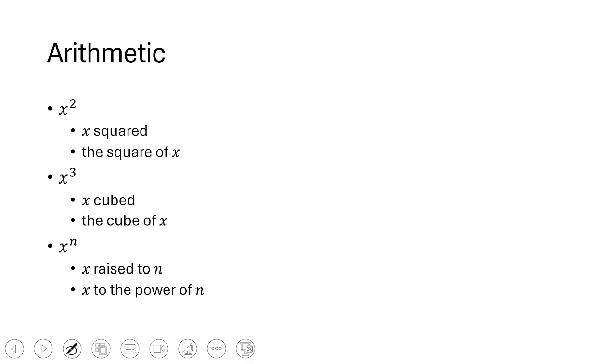Now let's look at the exponents. For exponent 2, we say x squared or the square of x. For x to the power 3 or x exponent 3, we say x cubed or the cube of x. So if our exponent is 2 or 3, then we have the special names, again, the square and the cube. For any other exponent, we can just say x raised to n or x to the power of n.